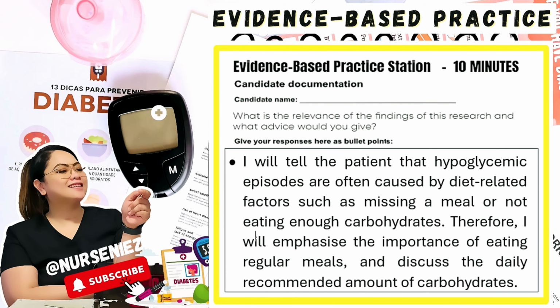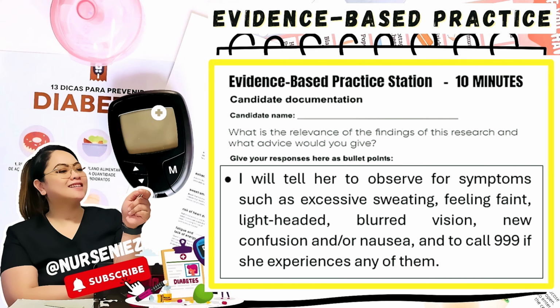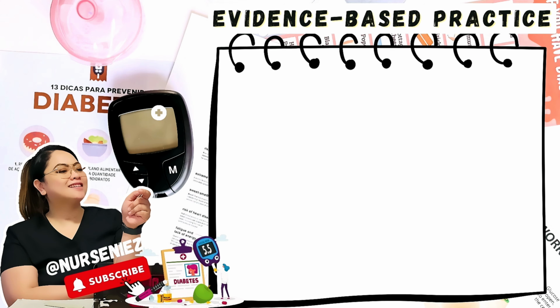I will tell the patient that hypoglycemic episodes are often caused by diet-related factors such as missing a meal or not eating enough carbohydrates. Therefore, I will emphasize the importance of eating with regular meals and discuss the daily recommended amount of carbohydrate. I will tell her to observe for symptoms such as excessive sweating, feeling faint, lightheaded, blurred vision, new confusion, and or nausea, and to call 999 if she experiences any of them.